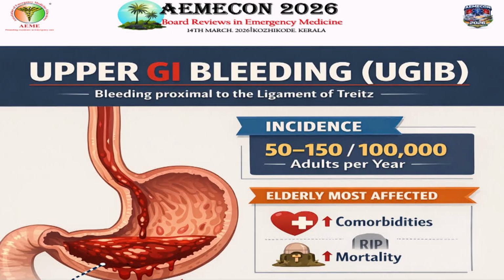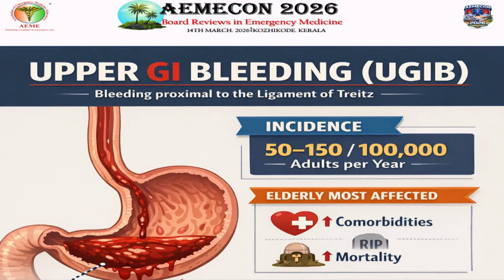Coming to the upper GI bleed incidence, around 50 to 150 people out of 1 lakh will be having this upper GI bleed. This is Indian data. I'm not telling worldwide data because according to worldwide data, variceal bleed is very less. But if you come to Indian data, it is lot more than peptic ulcer. Right. And elderly are more affected because of their comorbid illness and mortality.